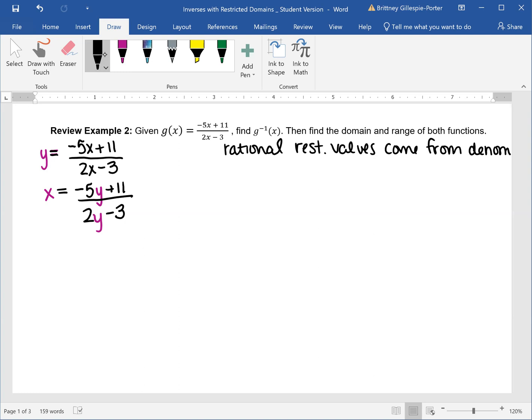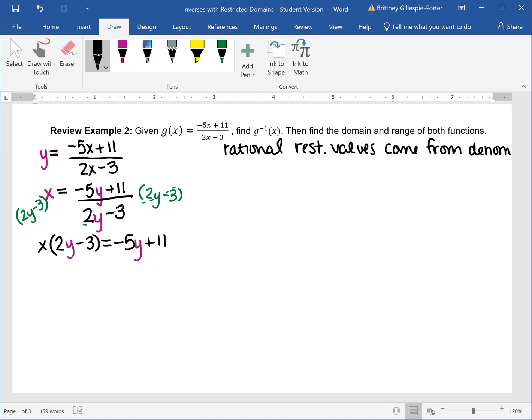And because we have our y in the denominator, we're going to multiply both sides of our equation by that denominator, 2y minus 3, because we don't want the 2y minus 3 in that denominator anymore. So on the left-hand side, I have x times 2y minus 3 equal to negative 5y plus 11.